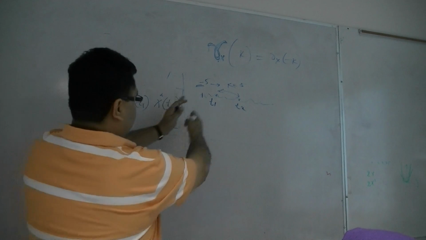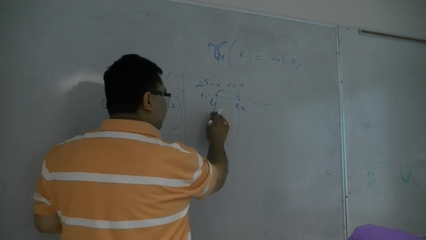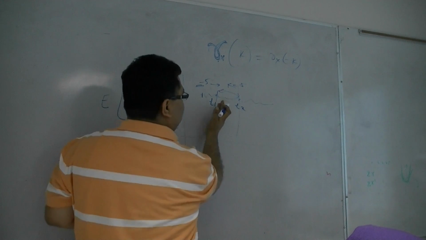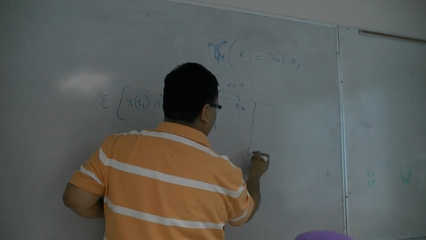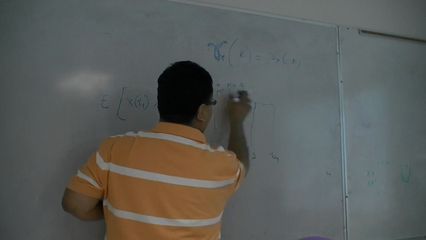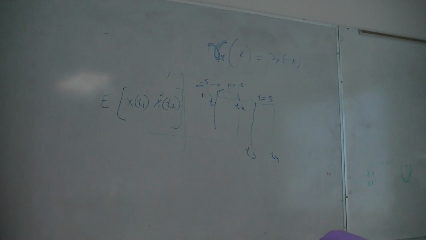of the value of x here and the value of x there, and it should depend upon the difference, not on its absolute value. Suppose k is 5, and I take, say, t3 and t4 here, and the difference is equal to 5. If it remains the same, it means it's stationary, meaning the distribution is similar, homogeneous.